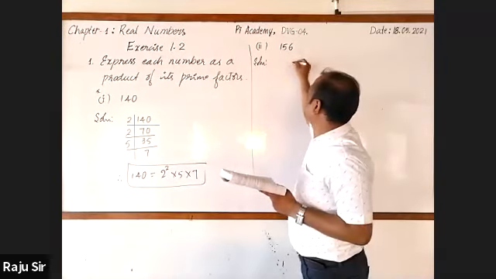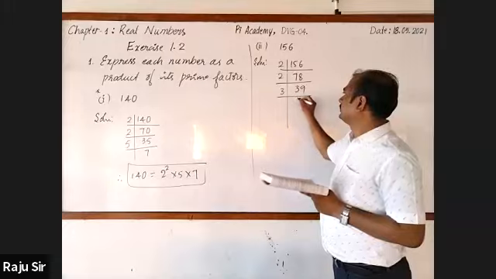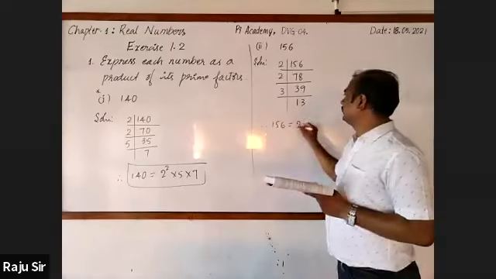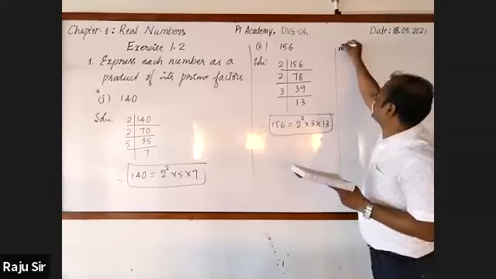156. Yes, it is an even number. Start dividing by 2. 2 sevens are 14, 2 eights are 16. 2 into 39. 2 threes are 6, 2 nines are 18. Very good. Next, 2 square, 39 is 3 into 13. So 2 square into 3 into 13. Correct, 156 is equal to 2 square into 3 into 13. Have you got the same? Yes, sir. Next, the third sub question.